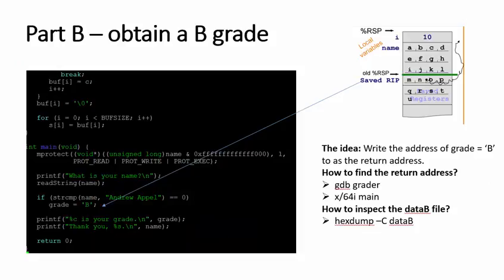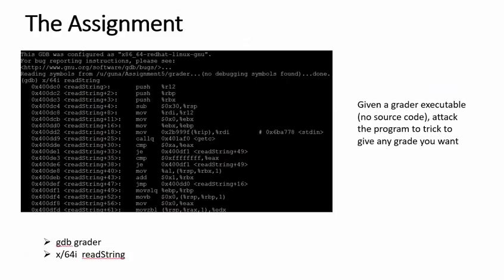The second part is part B, which is to obtain a B grade. So if you want to obtain a B grade, what you need to do is put something into the return address. So after you do the readString, you're going to jump to this if statement, but we want to skip that. So we have to figure out what the address of this grade equals B assignment statement is, which you can find from this. You will be able to know exactly where it is, and it's going to remain the same throughout the program.